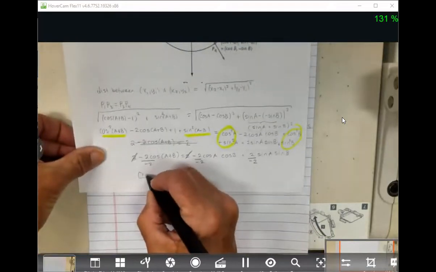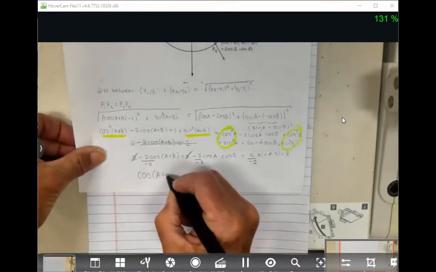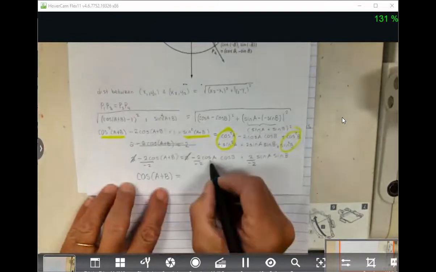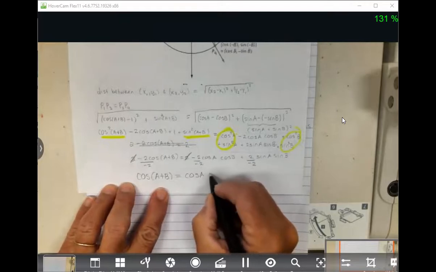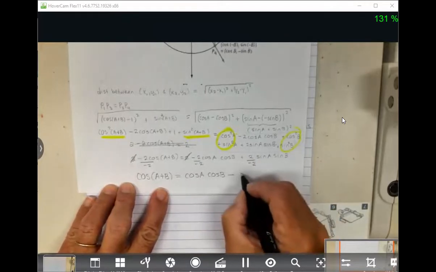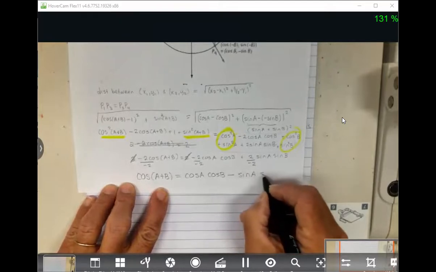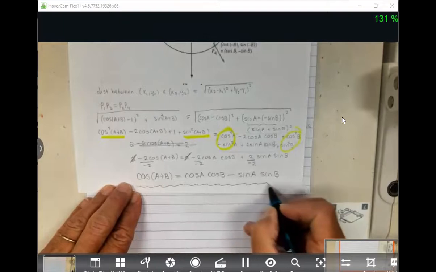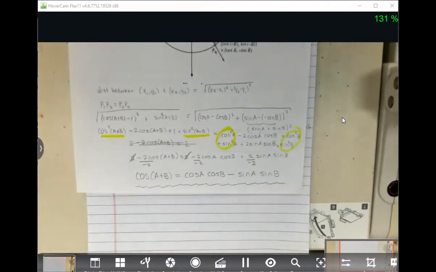It says the cosine of A plus B is equal to the cosine of A times the cosine of B. This will leave me a minus sine of A, sine of B. There's your first of your addition formulas. The cosine of A plus B is not as easy as taking the cosine of A and adding to it the cosine of B. Trig functions are fickle that way. They're non-algebraic functions.